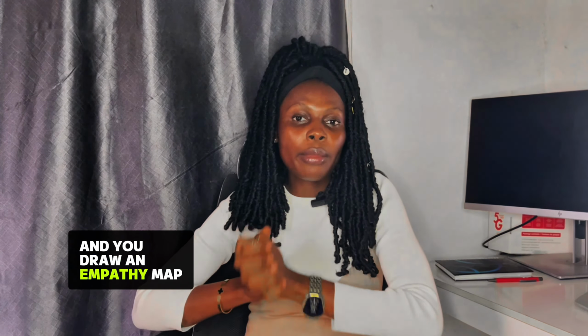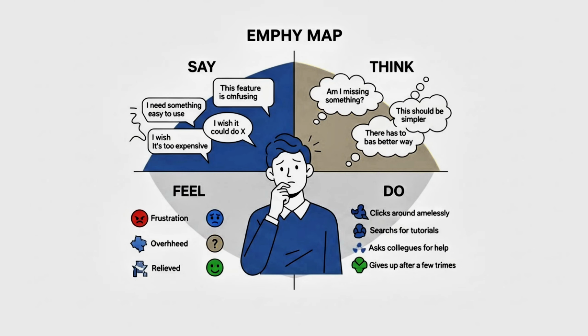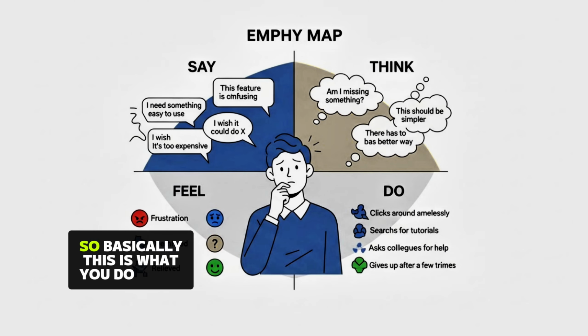Now, after you've gotten all of this information, what do you do next? The next thing to do is gather all your information and draw an empathy map. Your empathy map is like four boxes where you put in what they say, how they think, what they do, and how they feel. So basically, this is what you do. You gather all your information and then put them together.